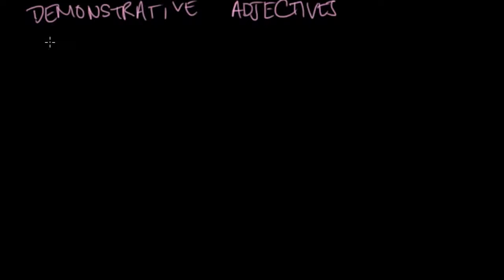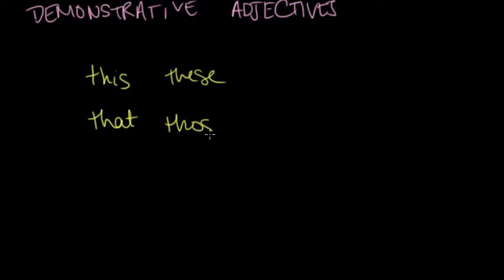This video is going to discuss demonstrative adjectives, which are adjectives that are used to tell which thing you are referring to. So in English, our demonstrative adjectives are this, these, that, and those. And if you've noticed, I sort of grouped these in a particular way for a reason.